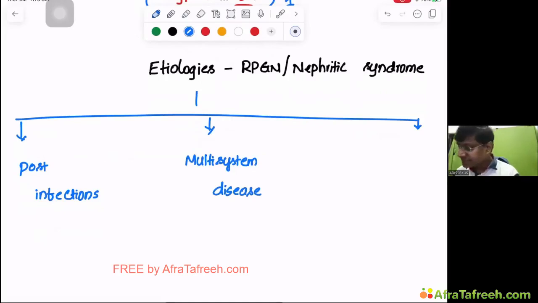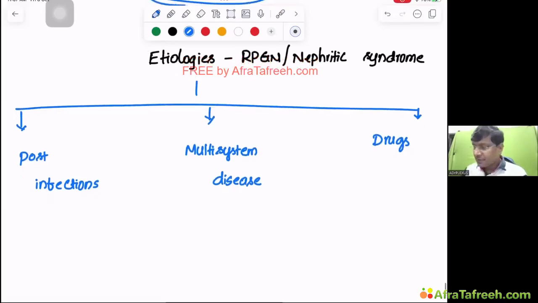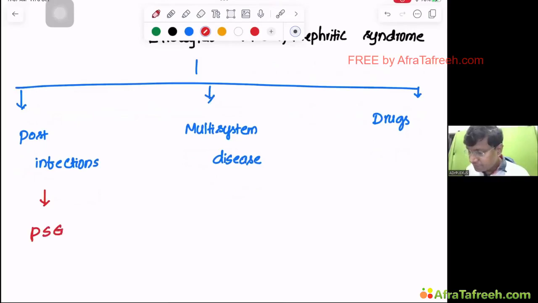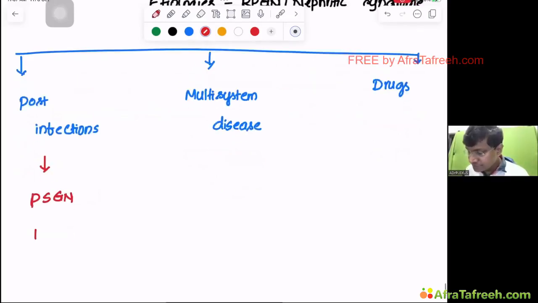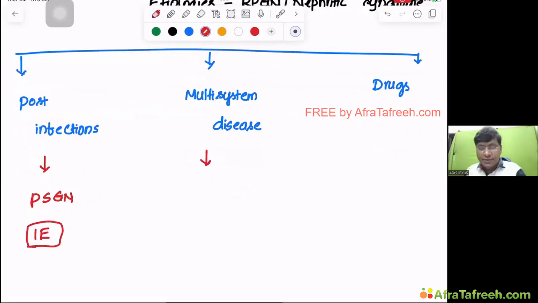Multi-system diseases. Then followed by that, we have drugs. So these are all the causes which we classify. The post-infections, right? Kamal Nathan, I'll come to your question when we discuss the PSGN. So we have post-streptococcal glomerulonephritis as well as infective endocarditis, a multiple system disease. Take this infective endocarditis, we have discussed this in cardiology also.